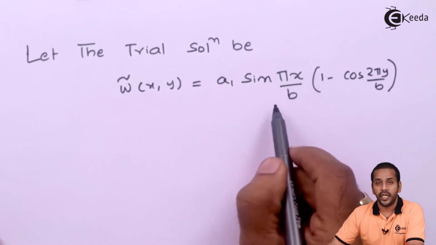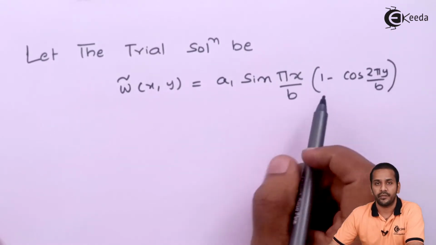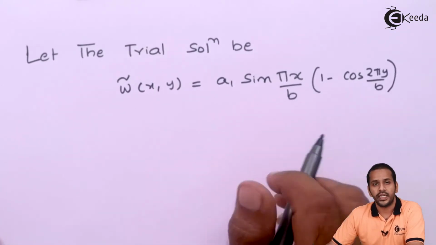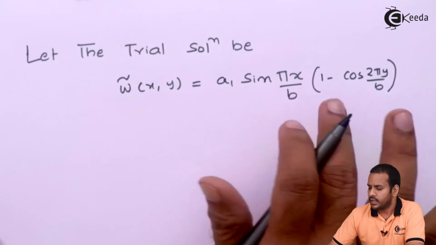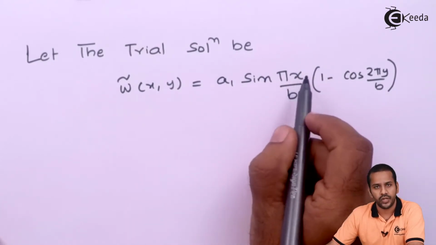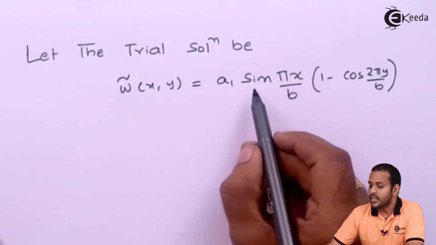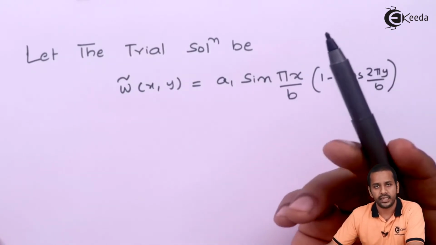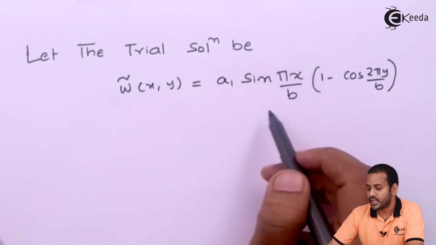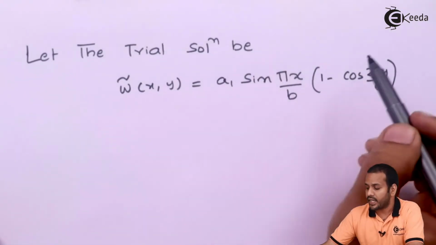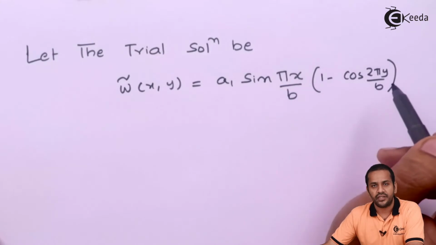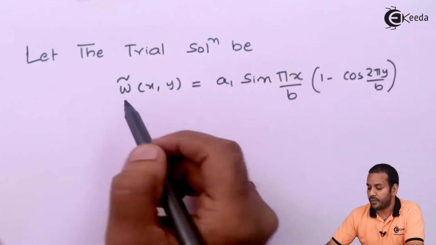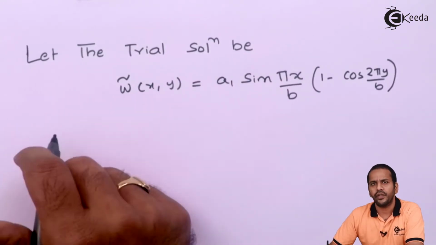a1 sin pi x by b into 1 minus cos 2 pi y by b, and we have checked whether this assumed solution or the trial solution is satisfying the boundary conditions or not in the last class. It's very easy, just keep x is equal to 0 and x is equal to b, it will be satisfied. Since this is a sine term and the double derivative of this sine term will again be the same sine term, the condition of the simply supported will be satisfied by this term, and the condition of the fixed boundary conditions will be satisfied by this proper term. Okay, so the product will be a solution for our problem.